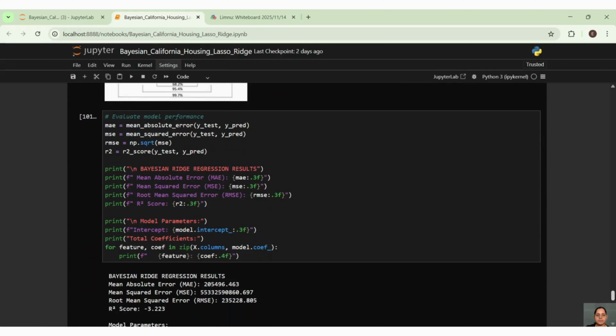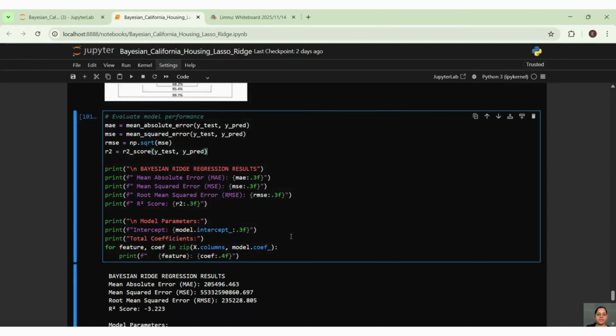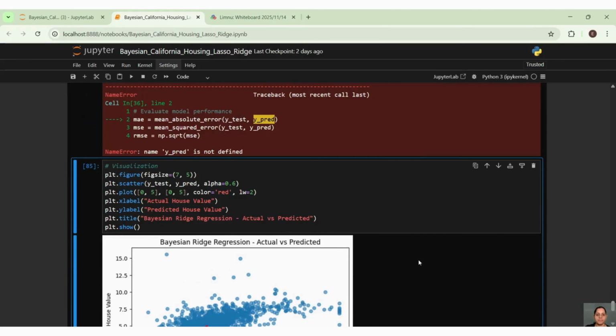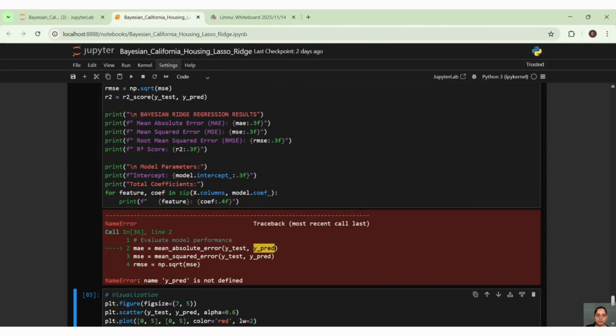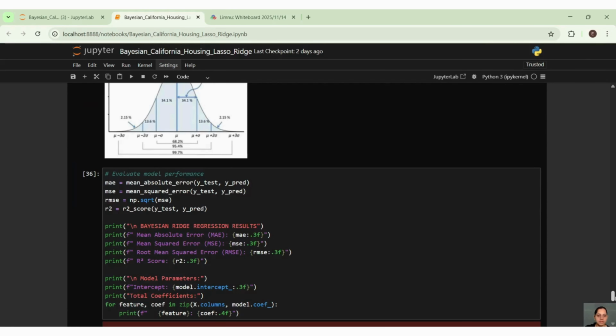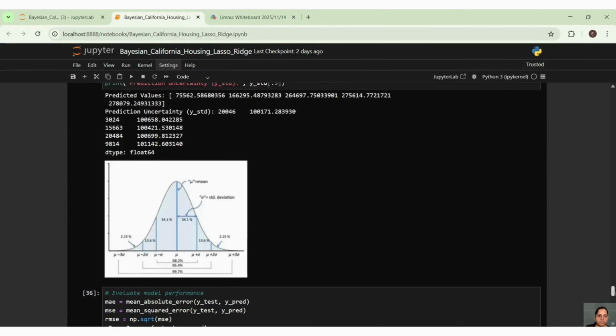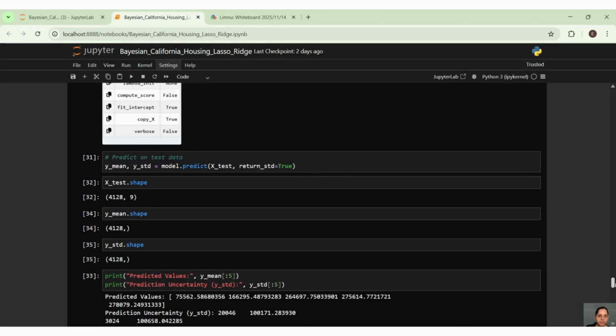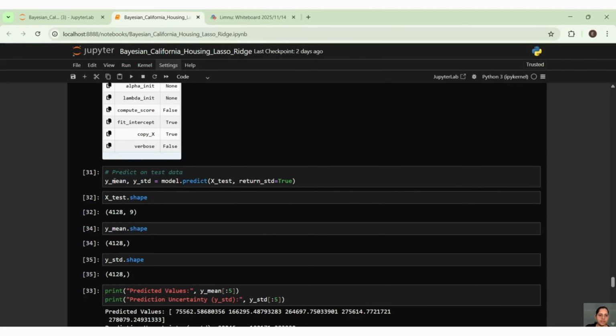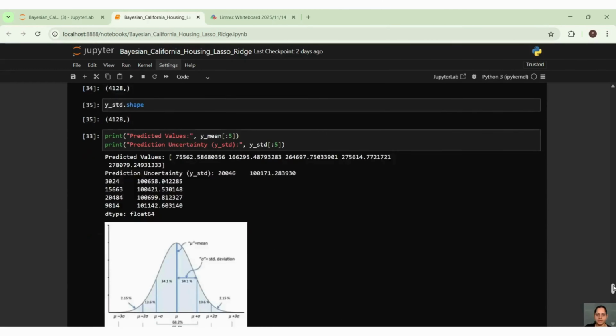And now we can evaluate the model. So we understood the mean and standard deviation, which is the goal here, because we should understand how it behaves. So we have got our mean absolute error, mean squared error, root mean square error, and R square, and we are getting our coefficients. Y predicted is not defined. Okay. I need to get my predicted value, which is my mean here.